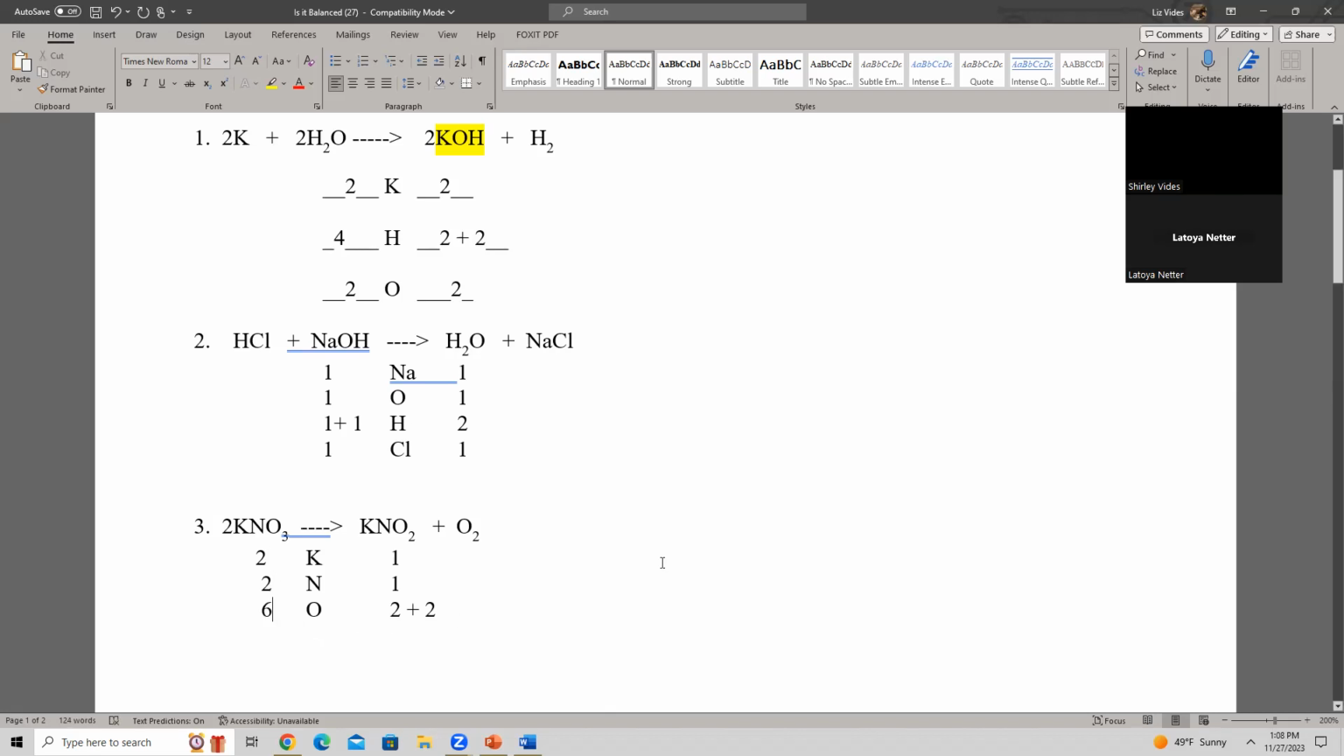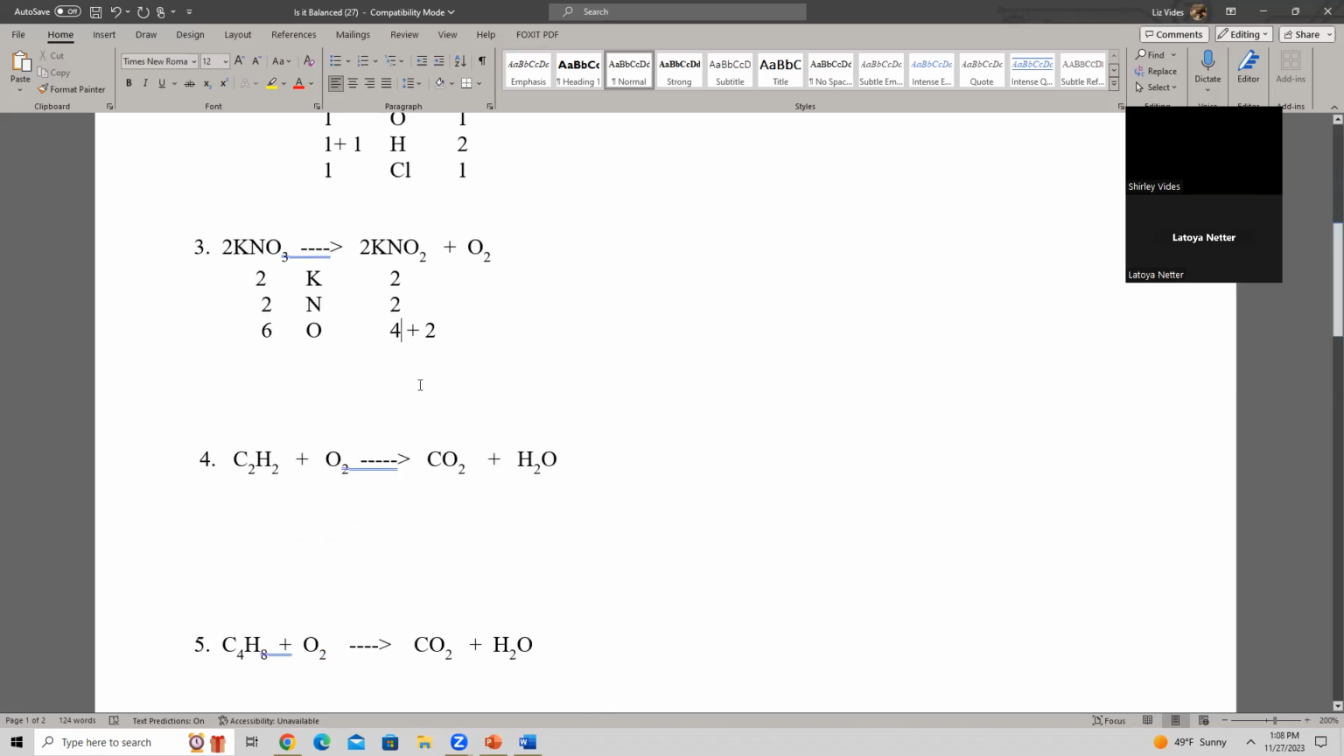Now you can see that we need 2 potassium, so you put the 2 right here, right? And that makes this potassium change to 2, this nitrogen change to 2, and this oxygen change to 4. And look at that, we just balanced it. Pretty easy, that one was.